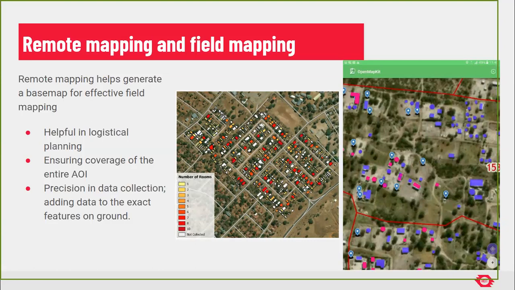It helps you in logistical planning, as well as ensuring that you cover the entire area of interest that you intend to map. If you want to map an entire village, if you first do remote mapping, then you are able to see the entire extent of the village and where people live, so that you can plan to cover all of that area. It also helps you with precision in data collection, in that you go where features are located. If you're mapping buildings, then you'll just go where those buildings are located, because you first traced these from satellite imagery during the remote mapping process.